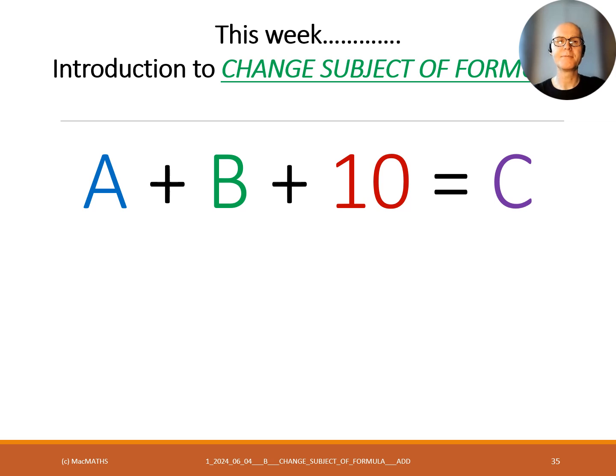Let's look at this example. B plus 10 equals C. So now we don't just have variables on one side of the formula, we've also got a number. But remembering back to our rule, we treat numbers and variables the same. If we want to move numbers from one side of the formula to the other side of the formula, we just carry out the inverse operation.